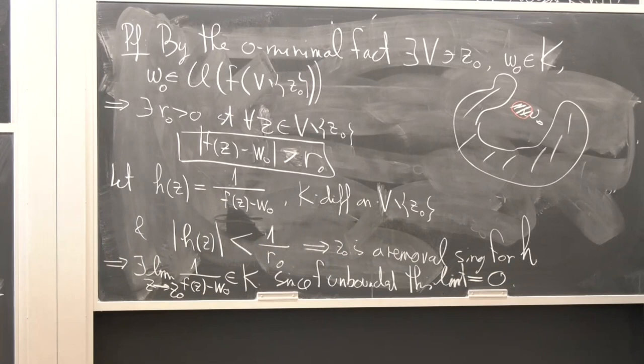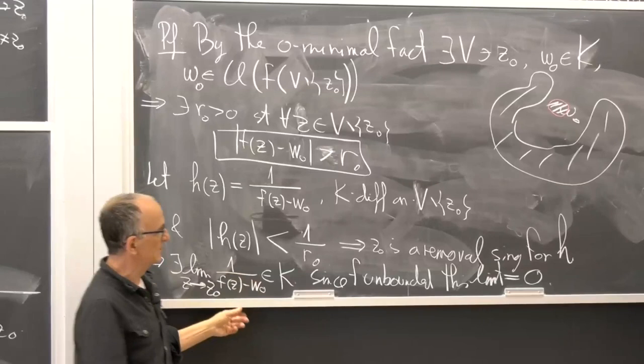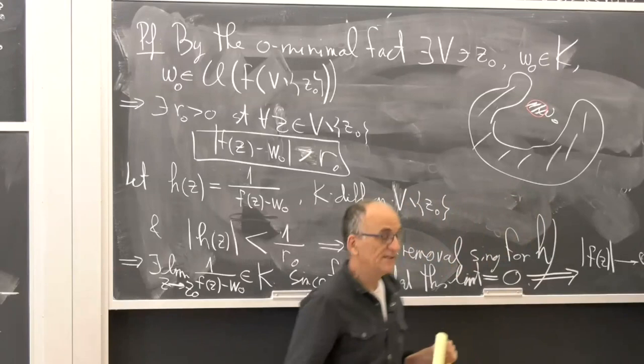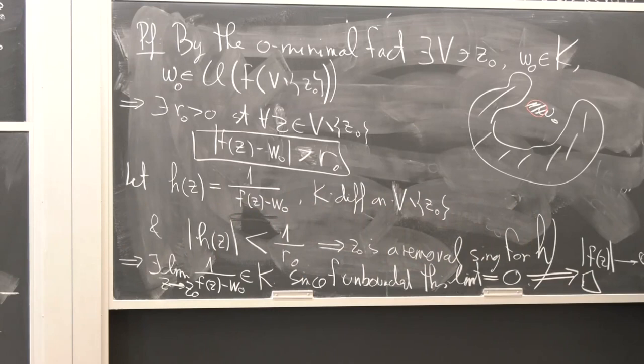But if this limit equals zero, it means that the absolute value of F of Z had to go to infinity. Because if it had any other limit point, then we would get limit points here which are different than zero. So from here it follows that the limit of the absolute value of F of Z is infinity. First you use that it's unbounded to get the limit of this quotient to be zero, and then it means that the absolute value of F of Z had a limit, and this limit had to be infinity.